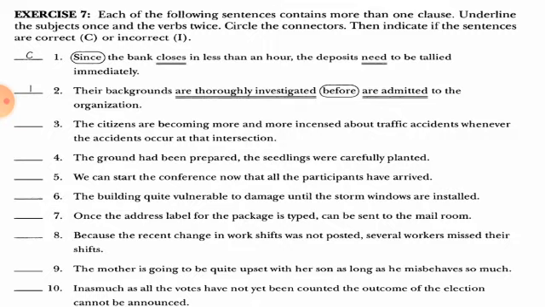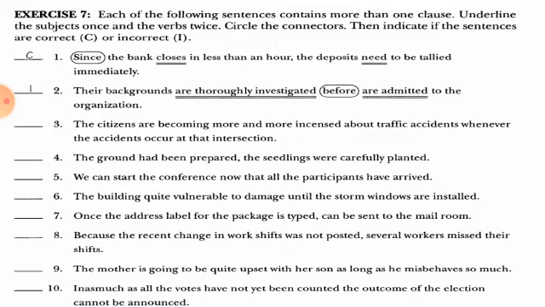Okay, at the end of this skill we have 10 questions. We have to answer these questions by determining which is correct and which is incorrect. In case the sentence is incorrect, we have to explain why it is incorrect. Let's take the first sentence. Since the bank closes in less than an hour, the deposits need to be tallied immediately. This sentence is correct.